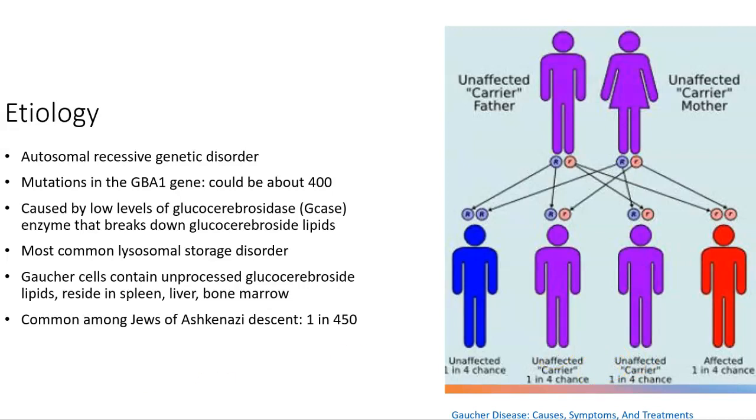Gaucher disease is caused by mutations in the GBA1 gene, and this results in a lysosomal deficiency of glucose cerebrosidase activity. Glucose cerebrosidase is an enzyme that breaks down glucose cerebroside lipids, which are typically broken down by the lysosome of the cell, but in this case, they are unable to be broken down, and the accumulation of the glucose cerebroside lipids causes a toxic abundance primarily in the spleen, liver, and bone marrow.